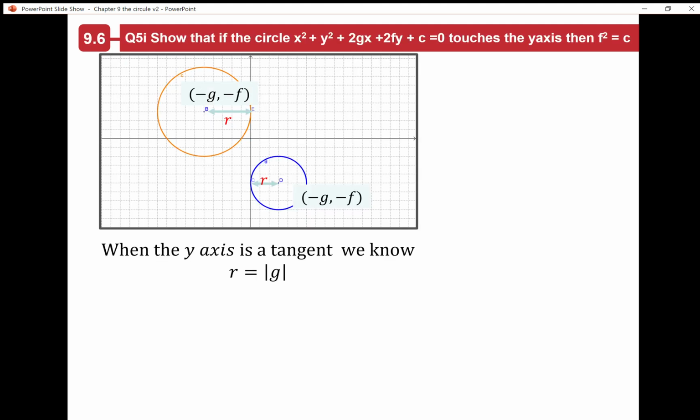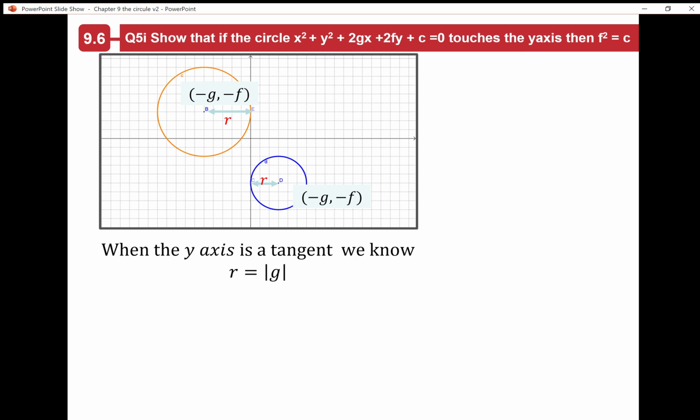Okay, exercise 9.6, question 5. Show that if the circle x squared plus y squared plus 2gx plus 2fy plus c equals 0 touches the y-axis, then f squared is equal to c. Okay, so let's look at the diagram.